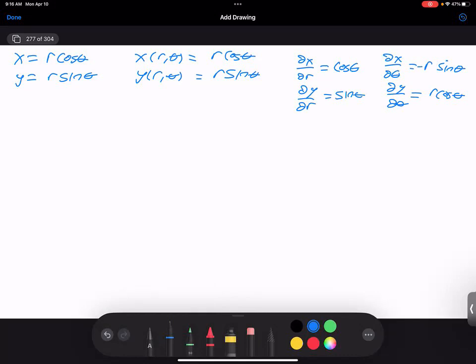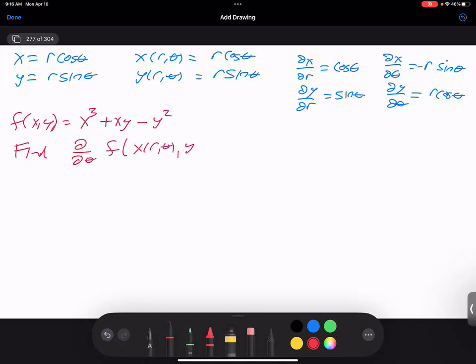Okay, so let's say I give you maybe the function f of x, y is x cubed plus xy minus y squared. And I want to find d by d theta of f of x of r theta, y of r theta. Okay. So there's two methods.